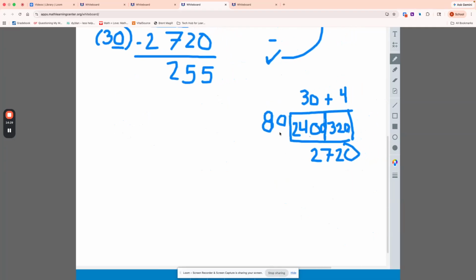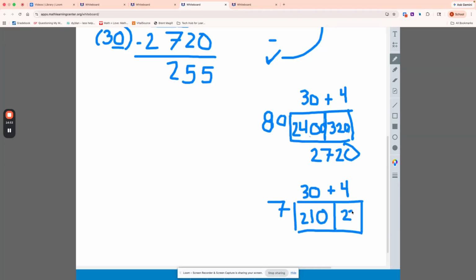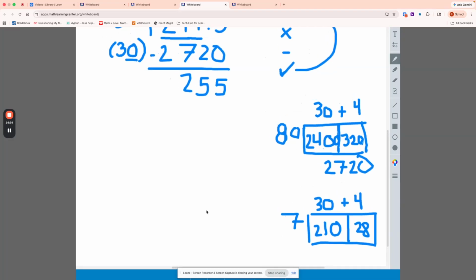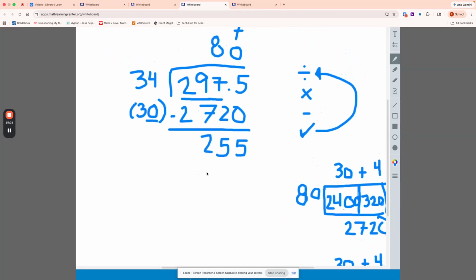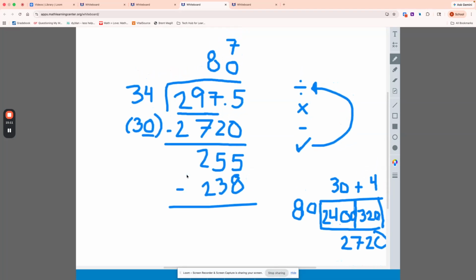So let me find some space down here. 7 times 34, okay? And let's see, 7 times 34. So 7 times 30 is 210, and then 7 times 4 is 28. Okay, so yeah, that gives me an answer of 238. So let's put that in. If I add those in my head, 238. Yes, so that was a good choice.